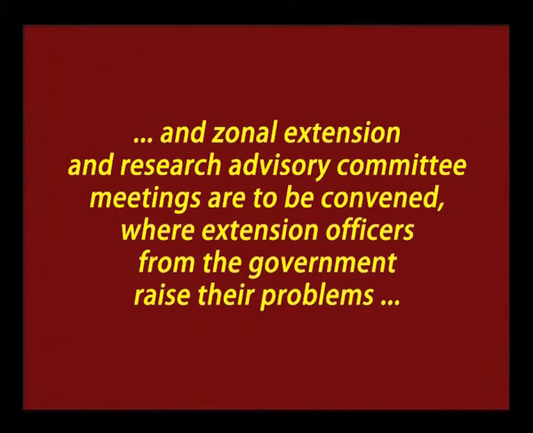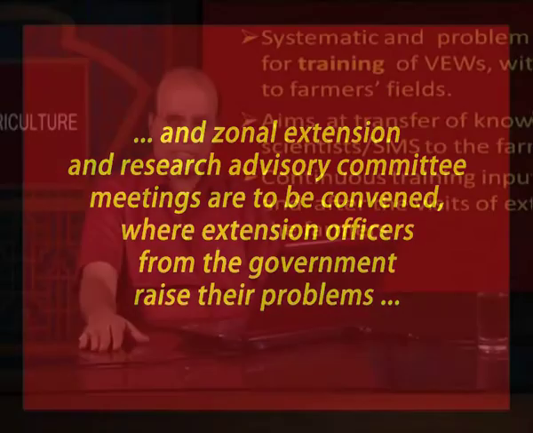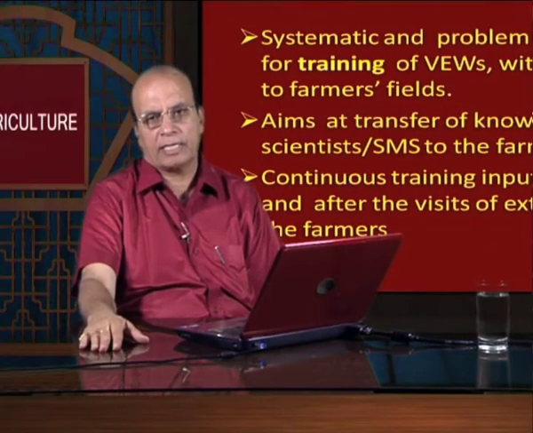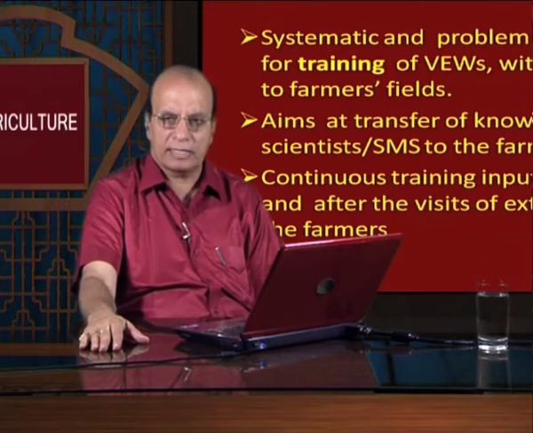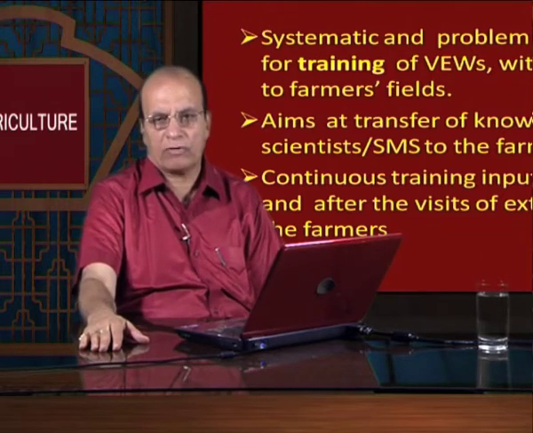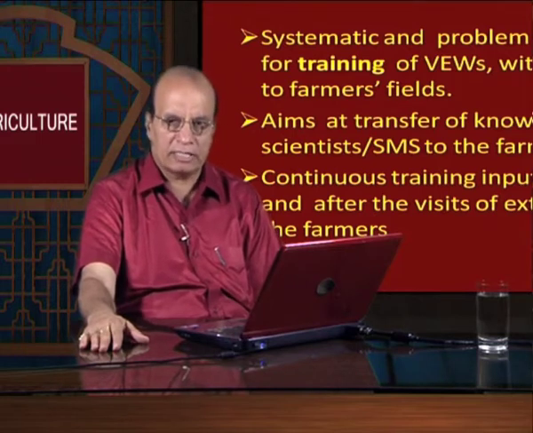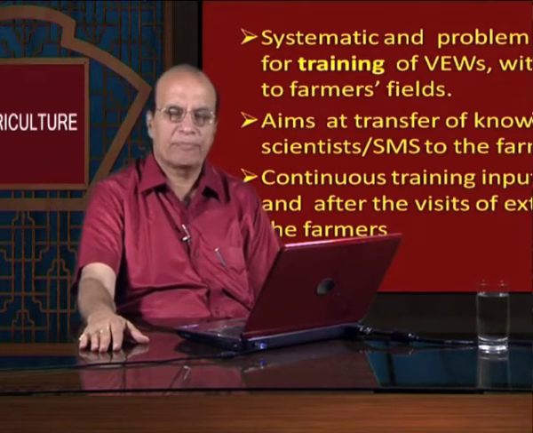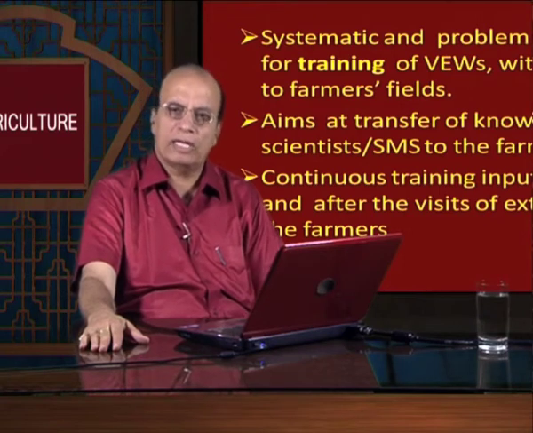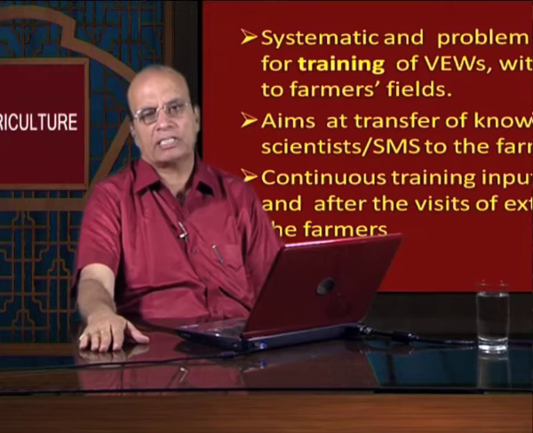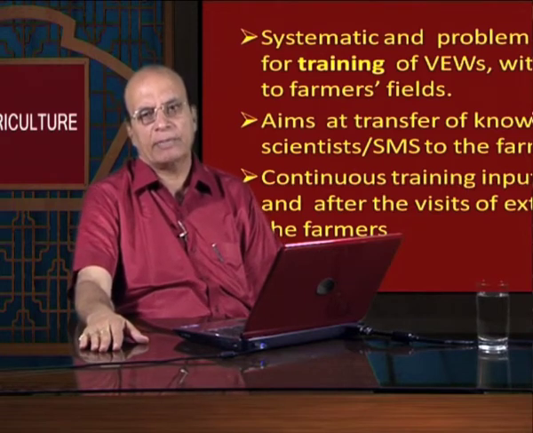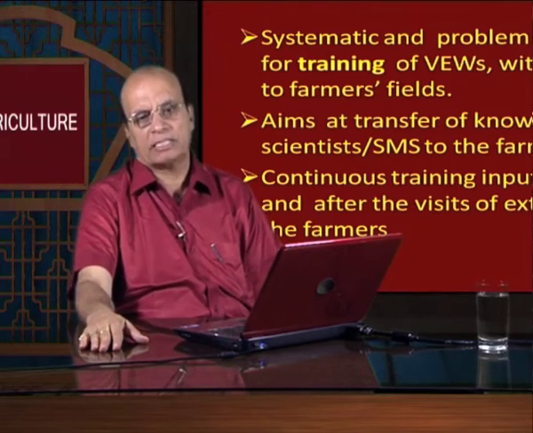Extension officers from the government raise the problem, and based on the problem, the research is conducted and tried on the farmers' fields and research station. After 3 or 5 years, whatever findings they receive, they can transfer these findings through the VLW to the villagers, to the farmers, in a systematic manner, so that the farmers can achieve success and follow the recommendation of the research station in a very systematic manner.